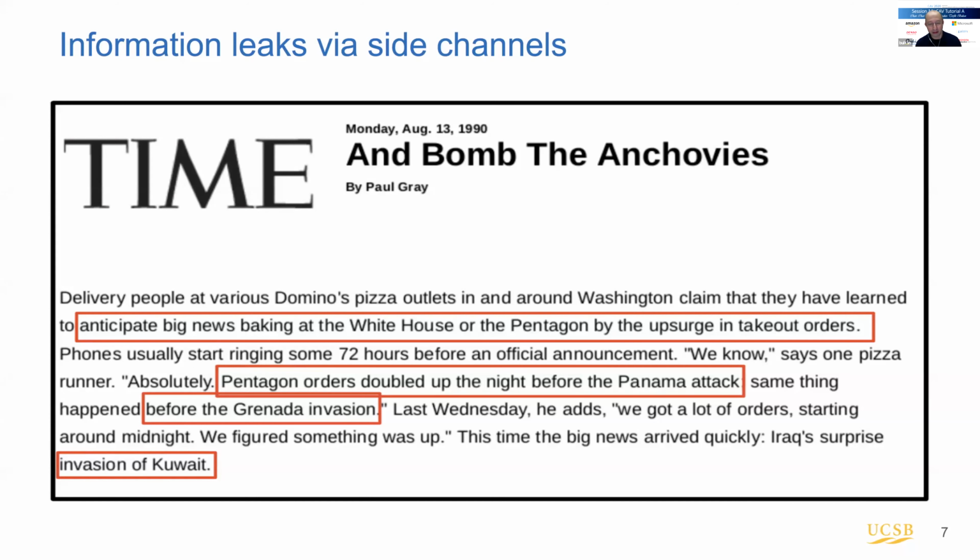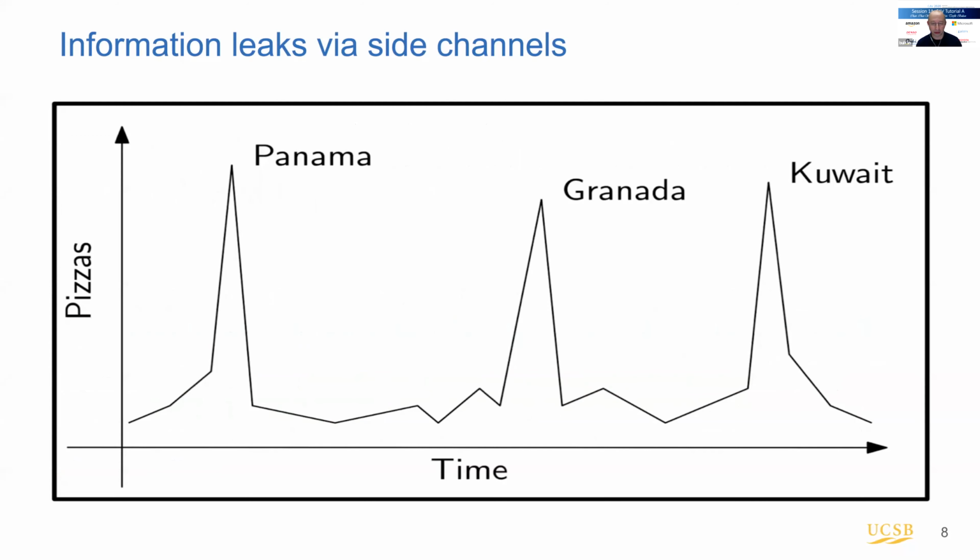So this is a great example of a side channel, because the Pentagon, the US government, has a main channel of communication through their press secretaries. And that is the public information they release. And there is information they don't want to release. For example, if they have some important action they are going to do, especially a military action, I guess they don't want to release that information before it happens. But if you look at the pizza orders in Time, you can actually apparently predict when there's going to be a big announcement before that announcement is made through the main channel of communication. So this is a great example of an information leak.